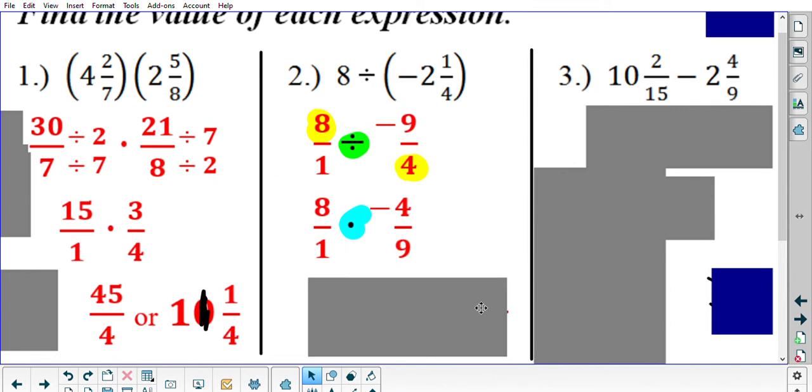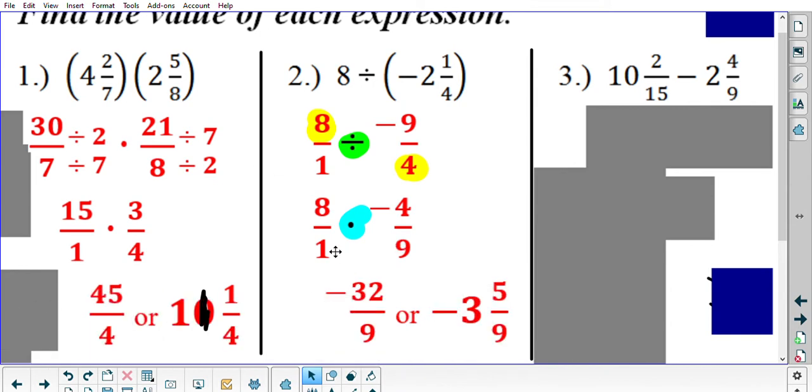So 8 times -4 is -32. 1 times 9 is 9. 9 goes into 32 3 times. 9 times 3 is 27. 32 minus 27 would give you 5. That's how you get -3 and 5/9.